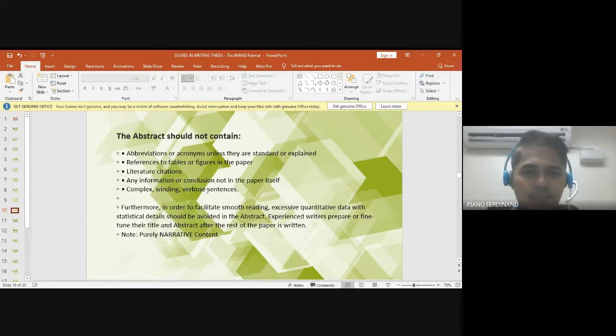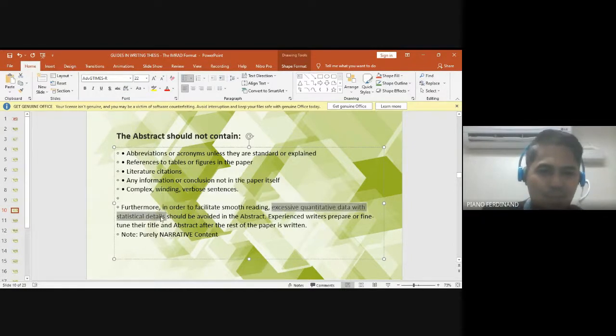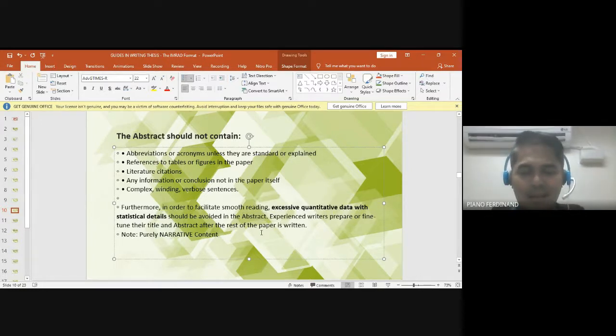Furthermore, in order to facilitate smooth reading, excessive quantitative data with statistical details should be avoided in the abstract. Again, excessive quantitative data with statistical details should be avoided in the abstract. Anyway, meron naman pong eksaktong lugar o eksaktong espasyo para sa mga quantitative data na yan. So, doon na lang po natin siya hanapin or tingnan.